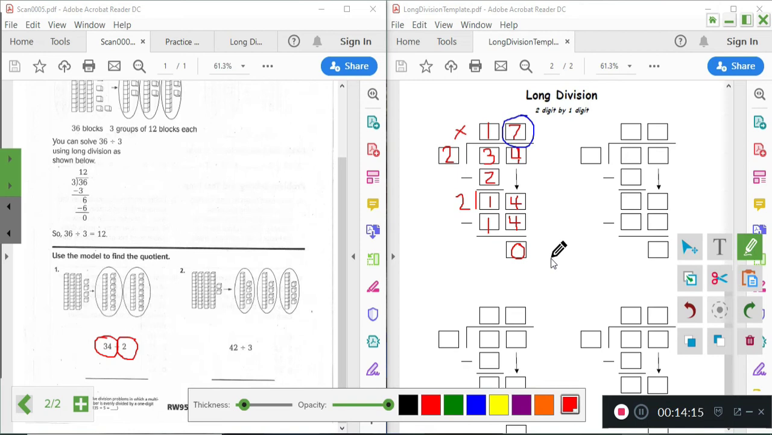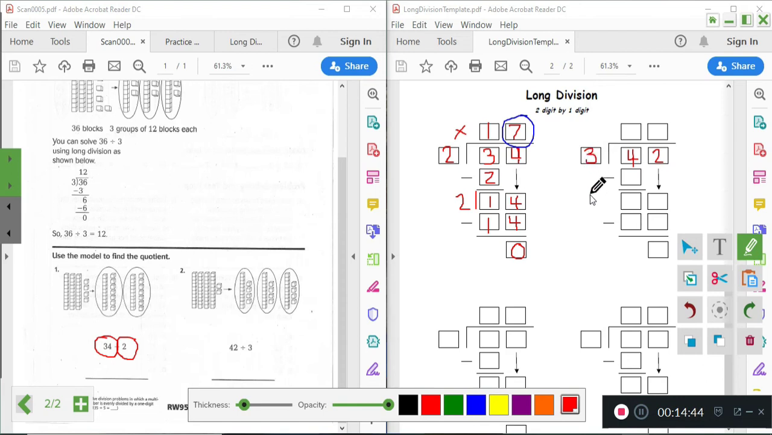All right, let's try one more together. Number 2, I have 42 and I need to split it into 3 groups. So we plug our numbers in. Our dividend goes right here. Let's plug it in there. And my divisor, so how many times does 3 go in to 42?